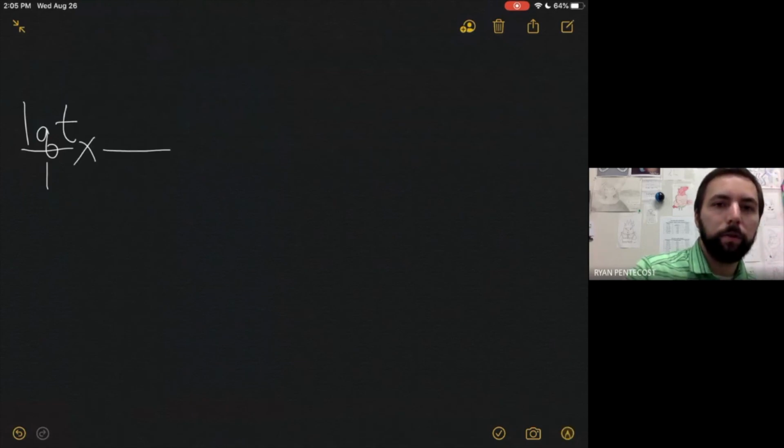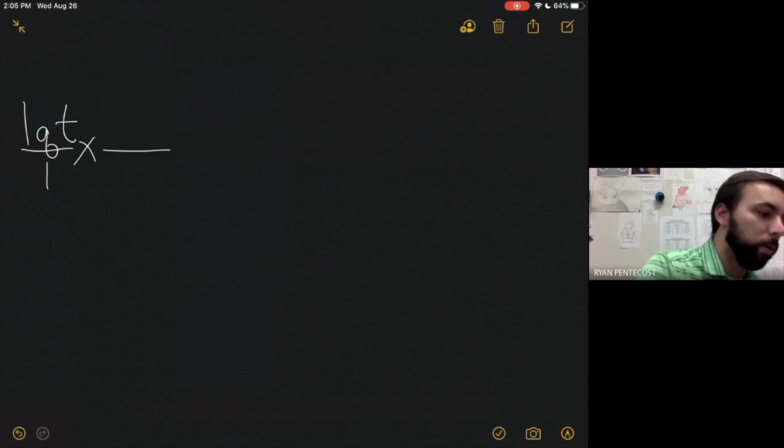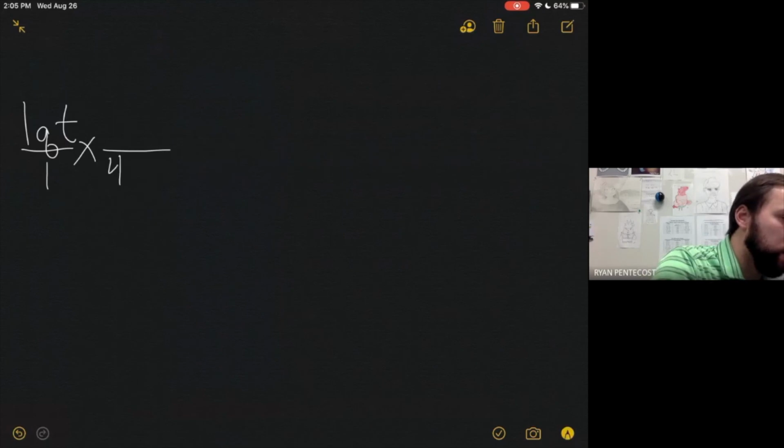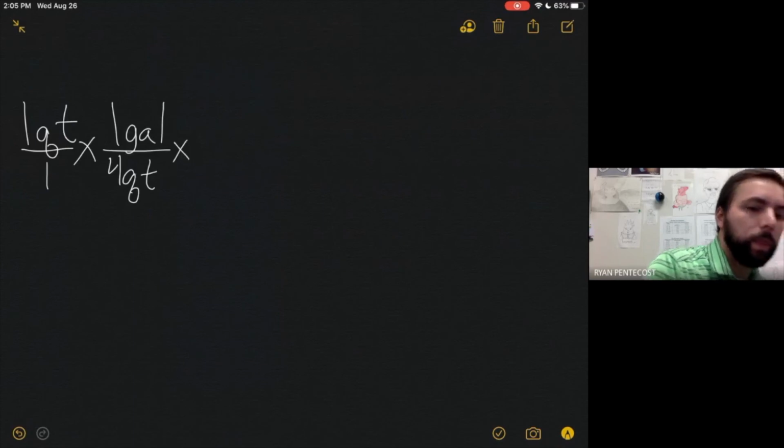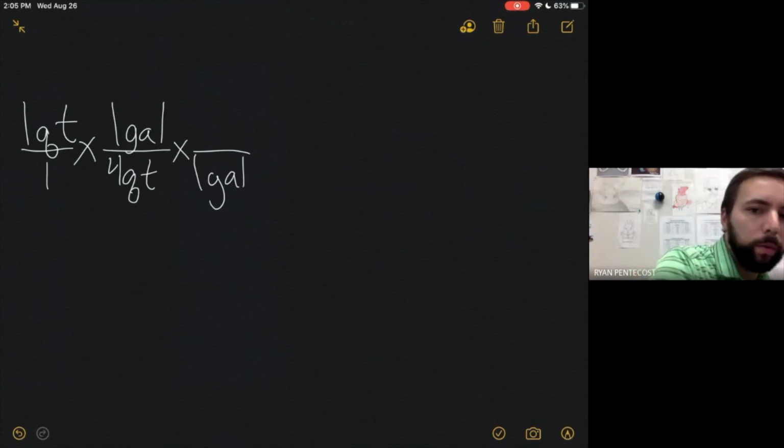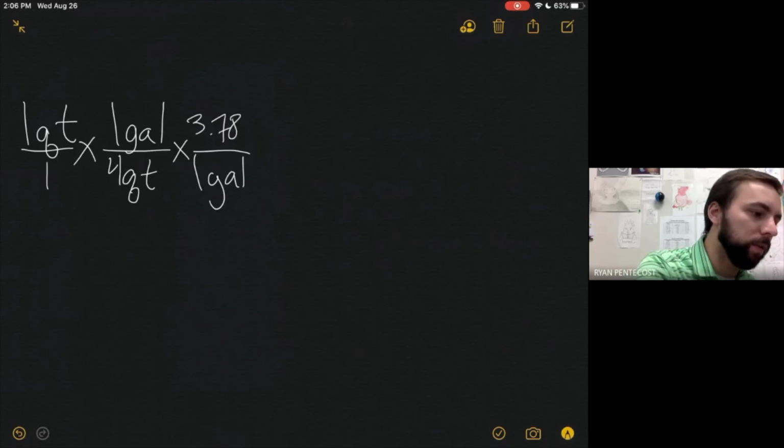All right, so we start with 1 quart over 1 in a line. So first we have quart to a gallon. If you don't know how many quarts are in a gallon, there are 4 quarts to 1 gallon. And then we are just given 1 gallon is 3.786 liters.